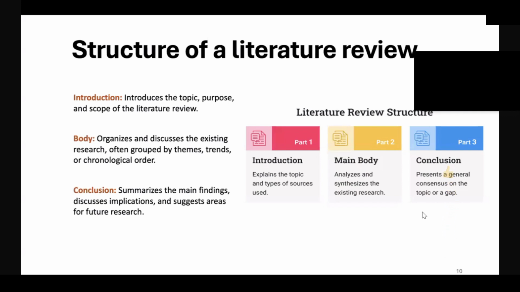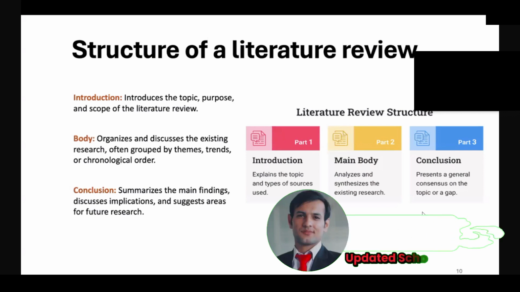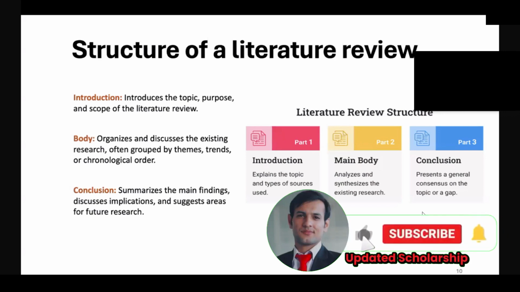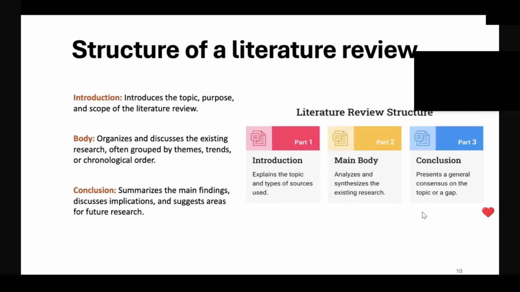Generally, when we talk about the structure of a literature review, there are three parts. The first one is introduction. In this part, you have to mention what the topic of the literature review is, and then you need to mention why it is important to conduct this literature review.